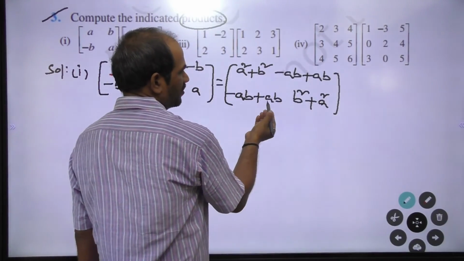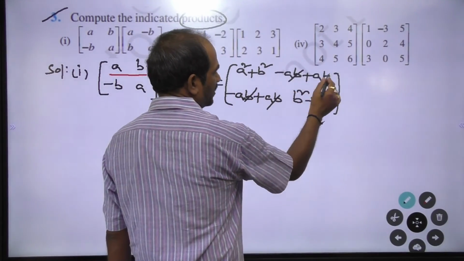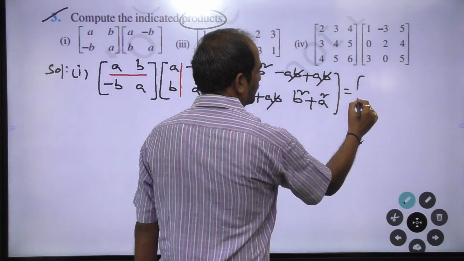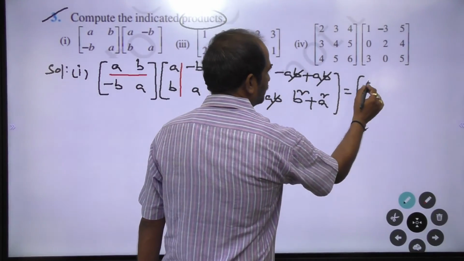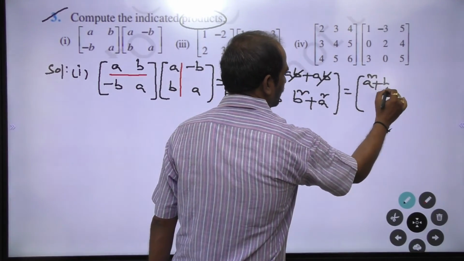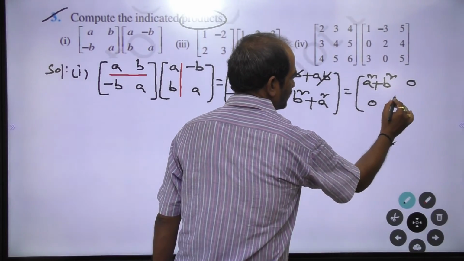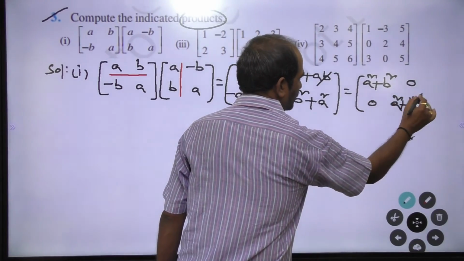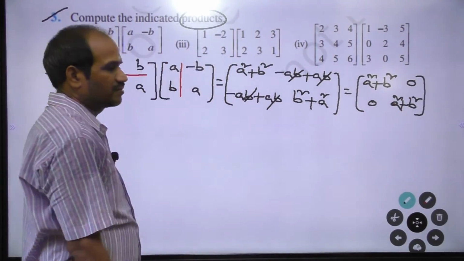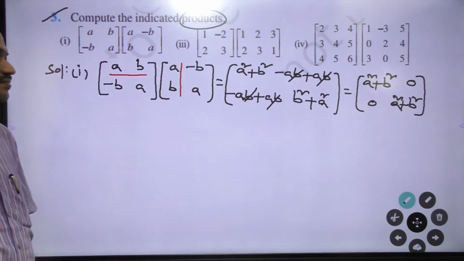Right, here AB plus AB get cancelled, this is also cancelled. Remaining matrix: A square plus B square, next element is 0, this is 0, next element is A square plus B square.